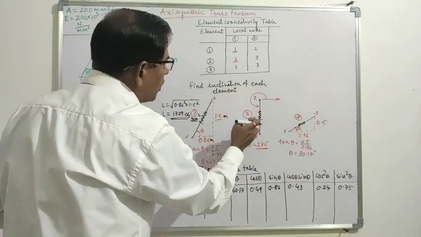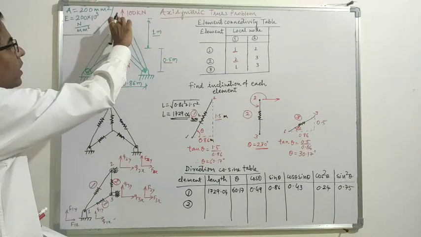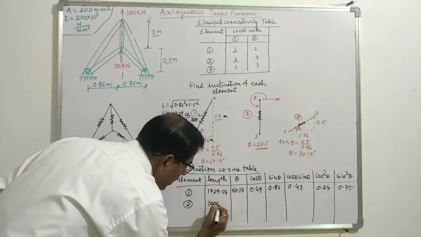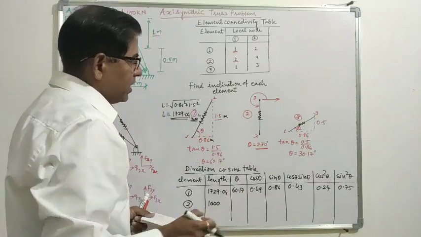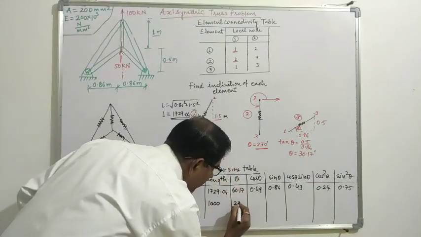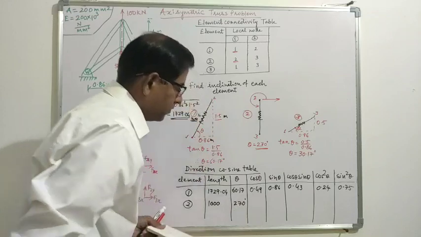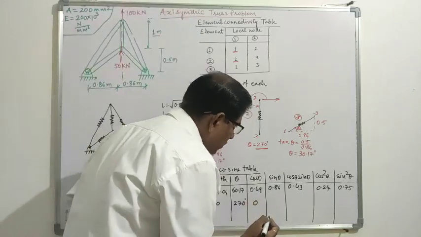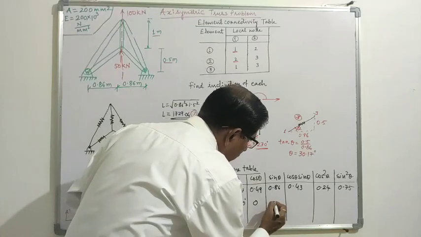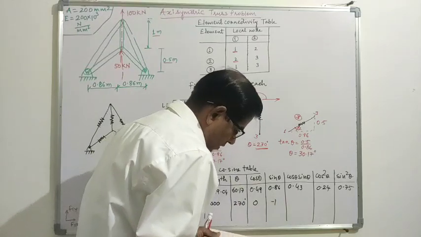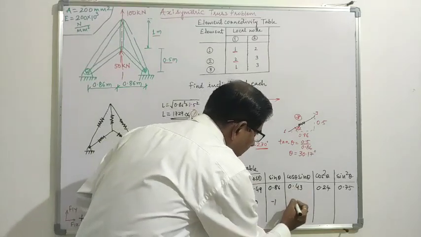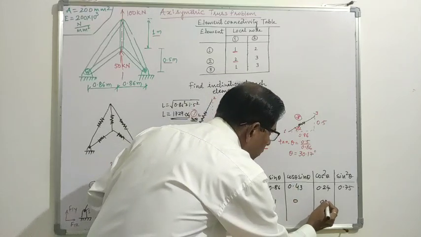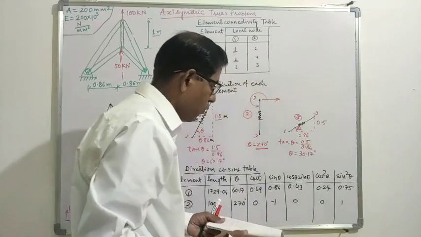What is the length of element number 2? Length of element number 2 is 1 meter, so that means 1000 mm. What is the inclination? It is 270 degree. Cos of 270 is 0, sin of 270 is -1. Cos theta sin theta is 0, cos square theta is 0, and sin square theta is 1.